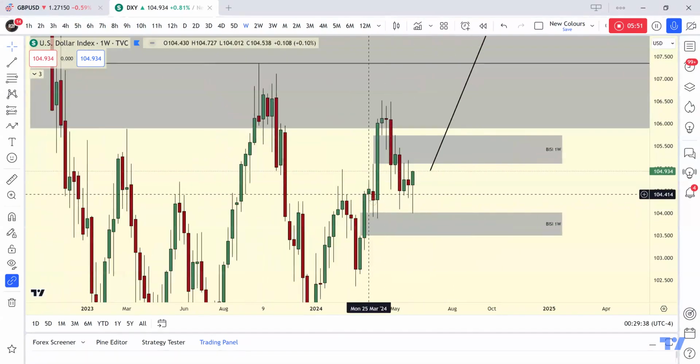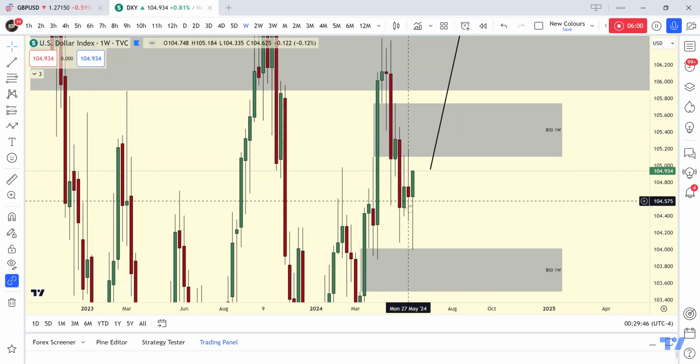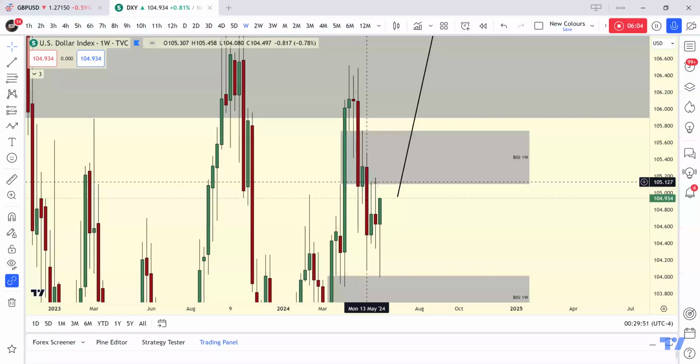Okay, but we are respecting this order block here, as you can see. Price is not closing even into the actual down candle. And we seem to be creating more over here as well. So we had a bearish fair value gap.